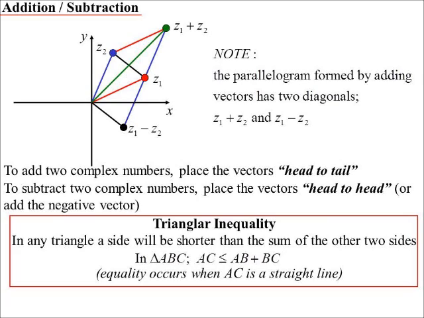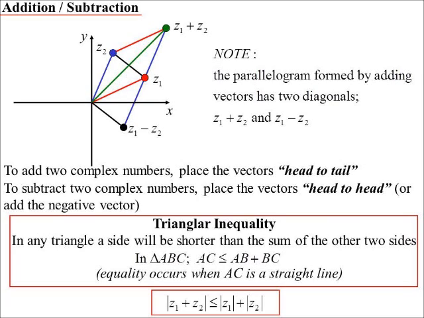Why do I bring that up? Because we can use that idea to prove this: the modulus of z1 plus z2 will always be less than or equal to the modulus of z1 plus the modulus of z2. Remember, the modulus is the length of the vector. There's a triangle there where one side has length |z1 plus z2|. That's the green vector.